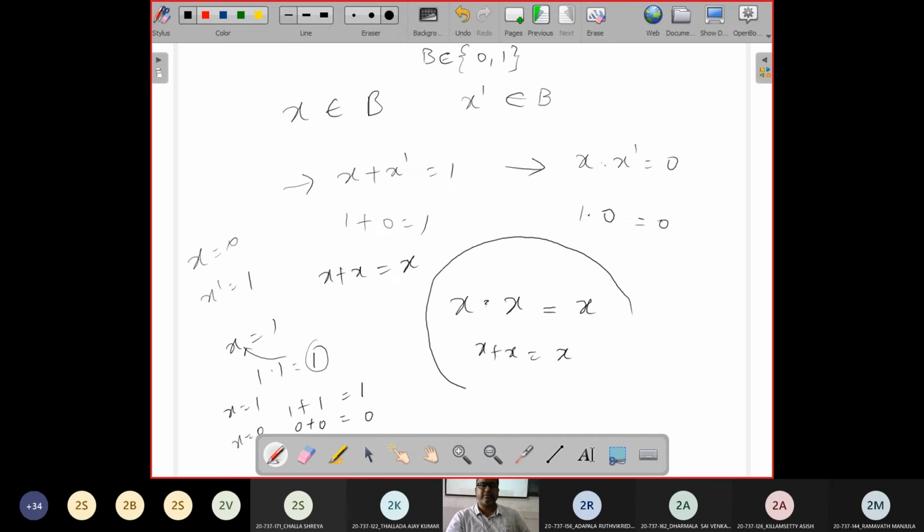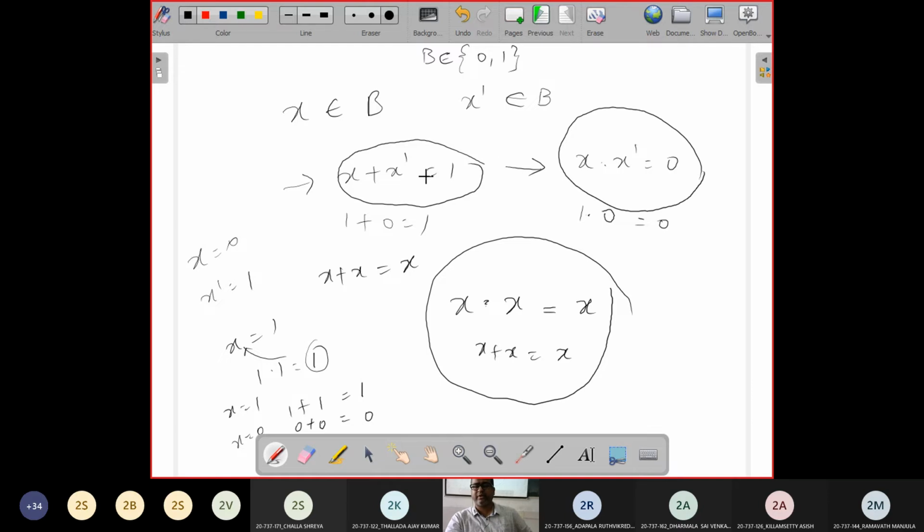So these are once again fundamental axioms of this Boolean algebra. Please, you have to remember these concepts. These things you should know. X plus X bar will always equal 1. X dot X bar will equal 0. X ANDed with X will equal X, and X logically ORed with X will also equal X. So the circled things which you see here are the fundamental axioms of Boolean algebra. What do you mean by an axiom?